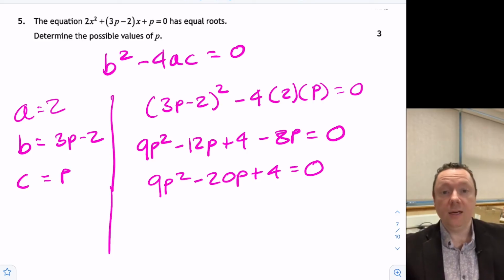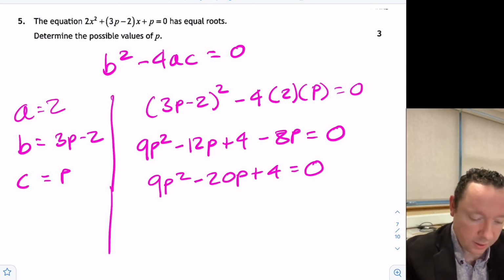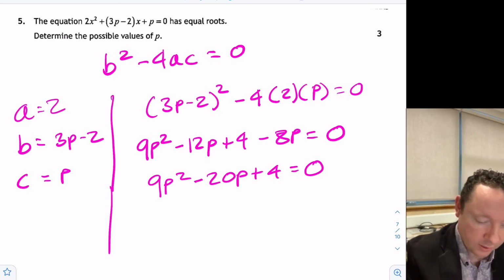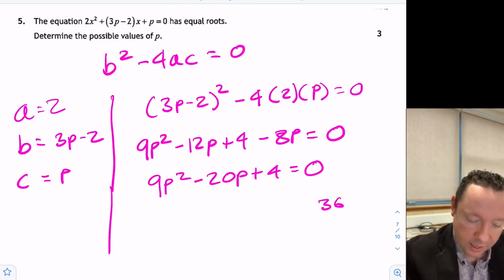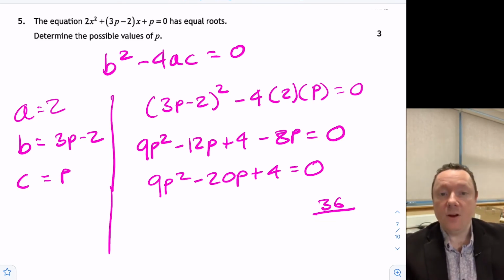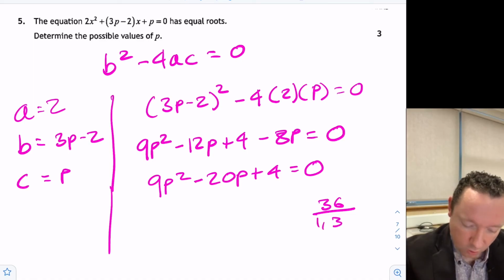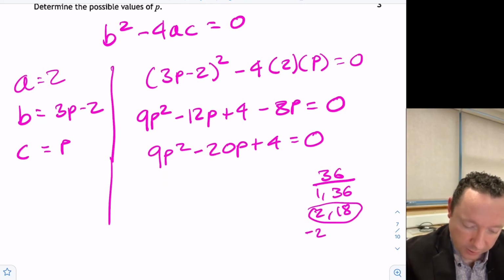Now we need to see if that can factorise. That's a bit of a nasty one. So I'll briefly go over factorising. We do 9 times 4 is 36. I'm looking for factors of 36 that add together to make minus 20, or 20 I suppose. So 1 and 36 is not going to work. 2 and 18 will work, because I can now do minus 2 minus 18 equals minus 20. And minus 2 times minus 18 is 36.